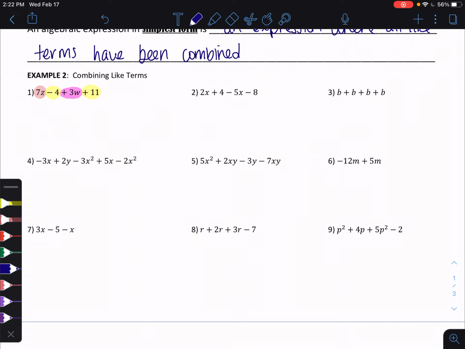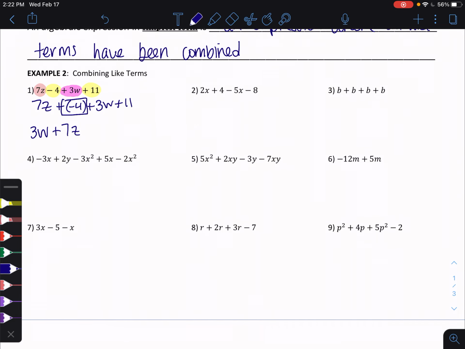So I'm going to rewrite this expression really quick. So this would be 7z plus negative 4 plus 3w plus 11. And so far, I've had no like terms with the 3. I've had no like terms with the 7. But now I've got this plus negative 4 and this positive 11 that has something in common. They're both constants. So I'm going to combine them together. Negative 4 plus 11 is 7. And this is my final answer. I cannot simplify any further. W and Z and 7 don't have anything in common.